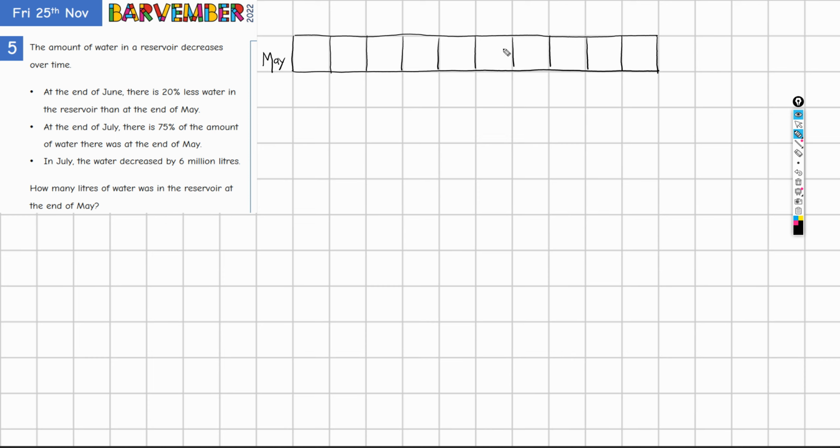Right, this is what we have at the end of May. So this is the end of May, this point here. Right, so May, June, let's do June. And what are we told? At the end of June, there is 20% less water than at the end of May. Okay, so 20% less, that means we're going to go up to here.